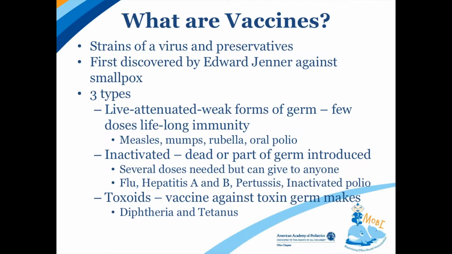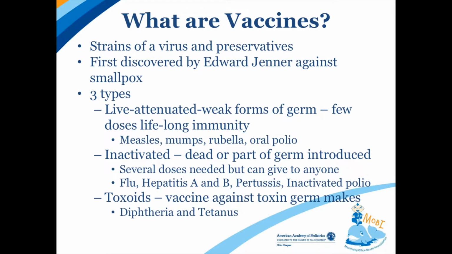Another type is inactivated viruses. These are dead, or part of the germ is introduced to the patient, and they need several doses in order to get immunity. These types are like flu, hepatitis A and B, pertussis, and the inactivated polio. And then lastly, we can give a toxoid, which is a vaccine against the toxin that the germ produces. Those vaccines are like diphtheria and tetanus.